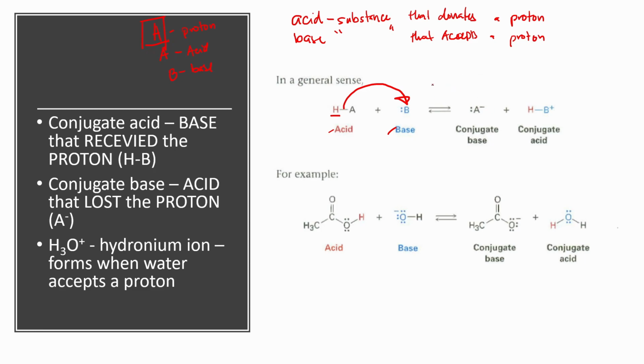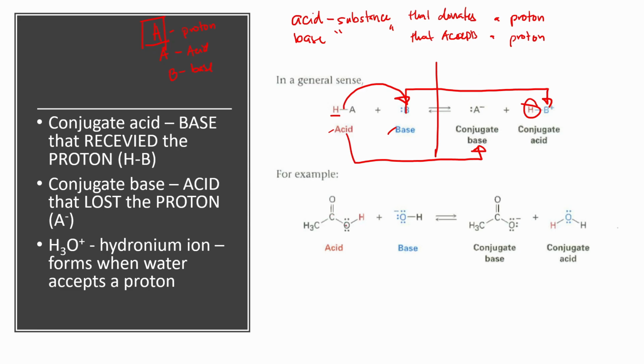What is in the second half of our reaction is our conjugate acid and our conjugate base. The acid becomes a conjugate base since it lost the proton, and the base became the conjugate acid because it gained the proton. So an acid becomes a base and the base becomes an acid because the base has the proton now.